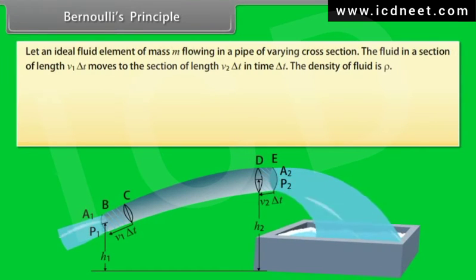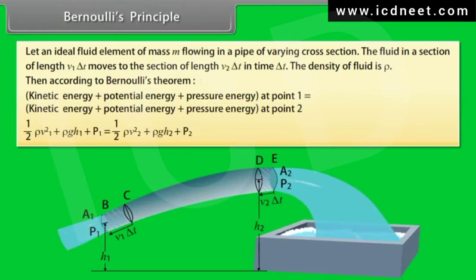Let an ideal fluid element of mass m flow in a pipe of varying cross-section. The fluid in a section of length v1 delta t moves to the section of length v2 delta t in time delta t. The density of the fluid is rho. Then, according to Bernoulli's theorem, the sum of kinetic energy, potential energy and pressure energy at point 1 is equal to the sum of kinetic energy, potential energy and pressure energy at point 2.